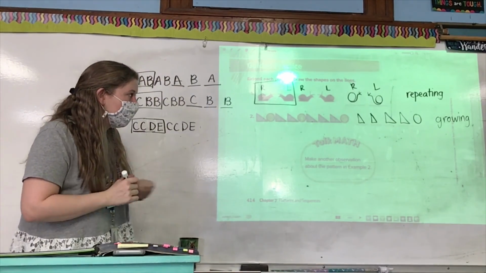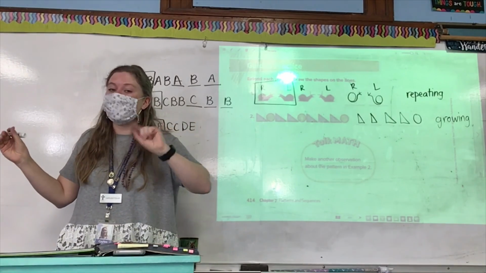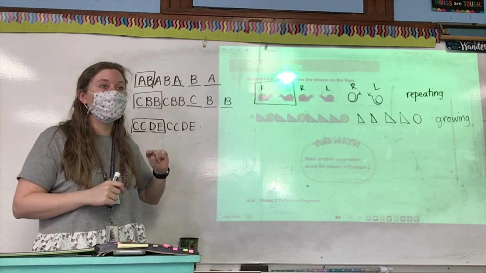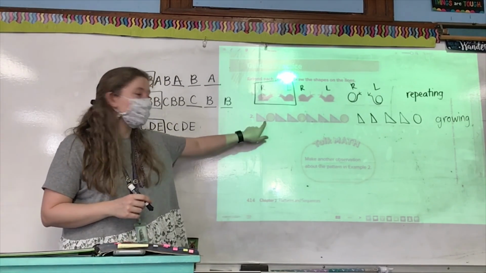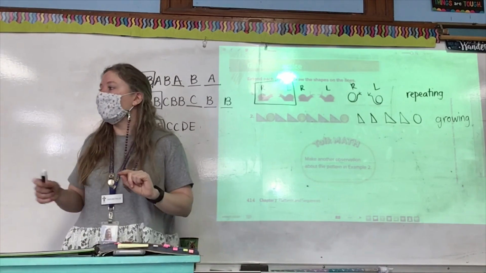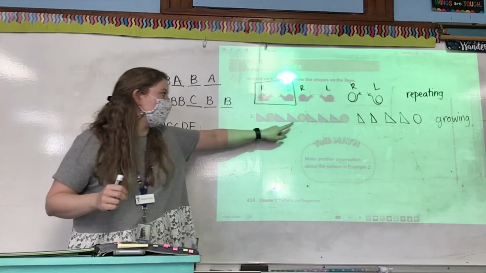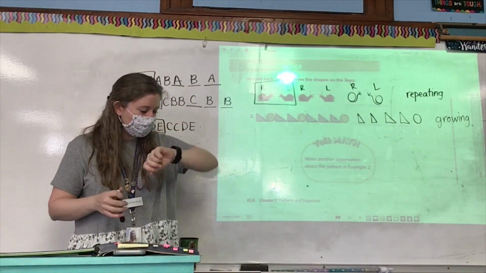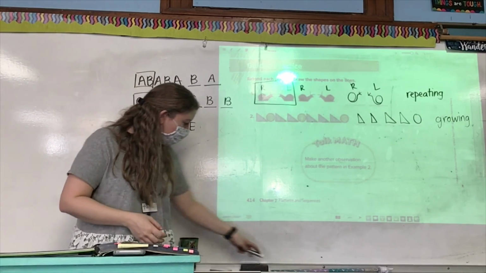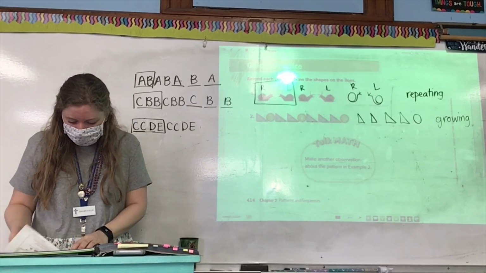Okay. So yes, if you're saying an observation with odd and even, make sure you put them in the right order. So we wouldn't say the triangles alternate between even and odd, because the first one's not even. We would say the triangles alternate between odd and even, because 1 is odd, 2 is even, 3 is odd, 4 is even. Okay. You have until 9:30 to complete the independent practice.